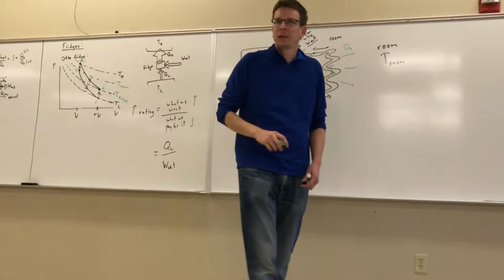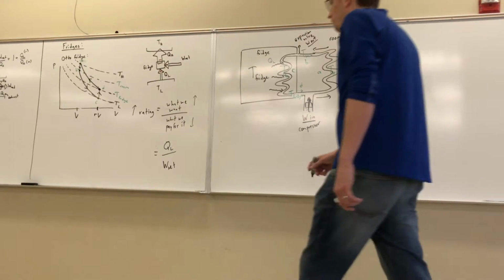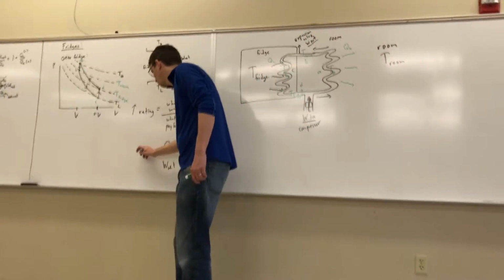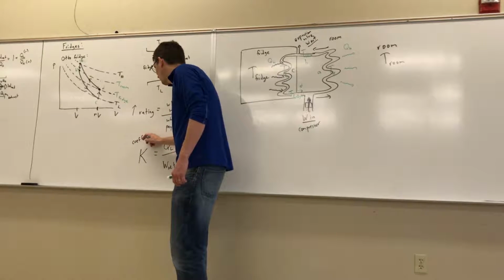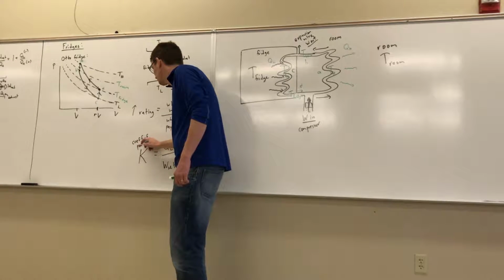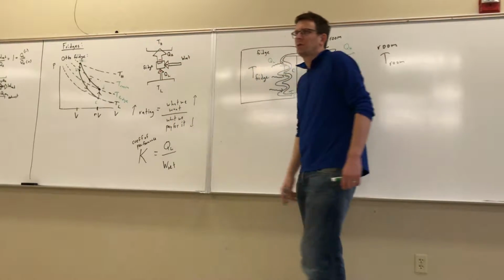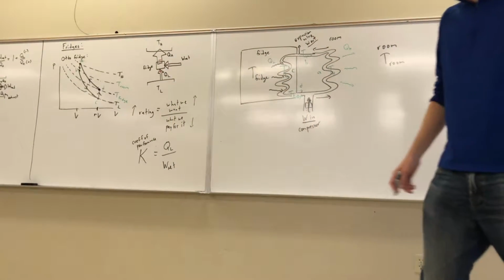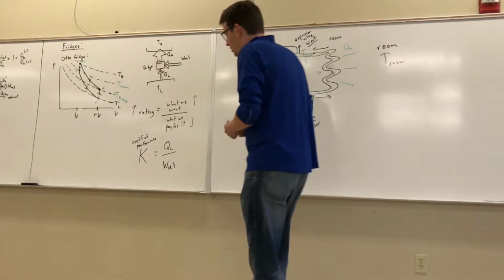So we might do it like this. This would be the way that we'd rate how good a refrigerator is. This is called the coefficient of performance. We don't call it efficiency. It's coefficient of performance for a refrigerator.